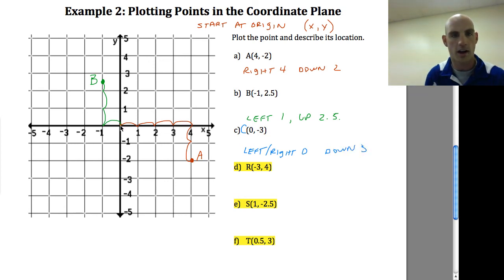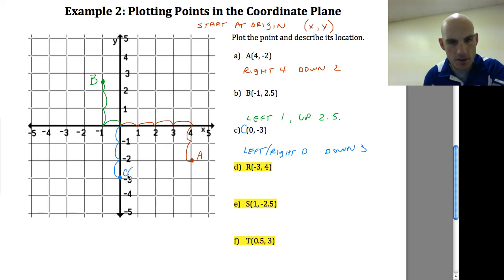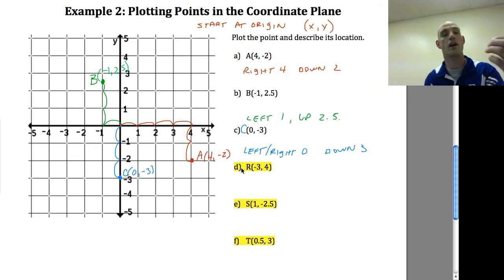So I start at my origin. I don't go left to right and then I go down 1, 2, 3. And this is C. You see how that works? So if you want to, you can put in the coordinates next to these guys. So this is going to be 0, comma, negative 3. And I'll grab that red color here and mark A at 4, comma, negative 2. And I'll mark my B color in this green at negative 1, comma, 2.5.